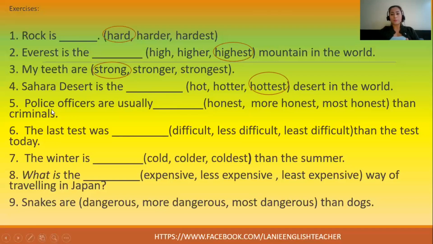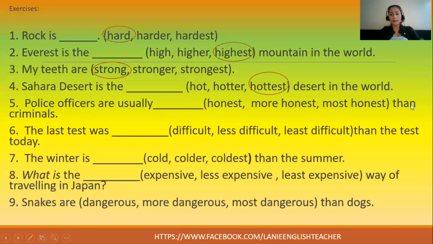Let's proceed to number 5. Police officers are usually blank than criminals. All right. Now, in the sentence, there are two nouns being compared here. Police officers and criminals. Two comparison that is happening here. And aside from that, after the adjective, we have the word than.